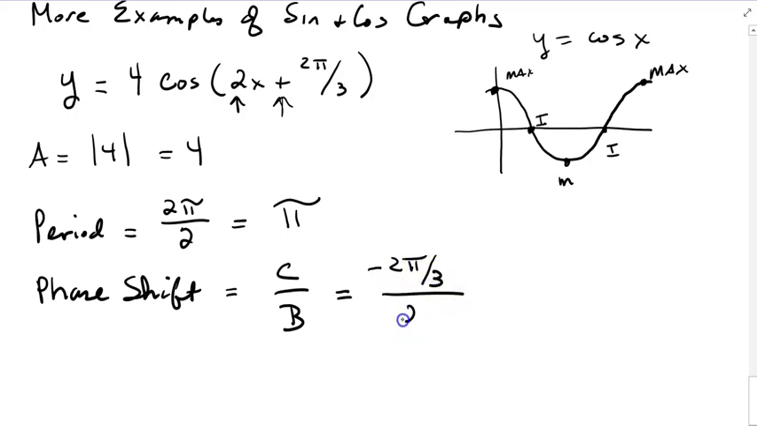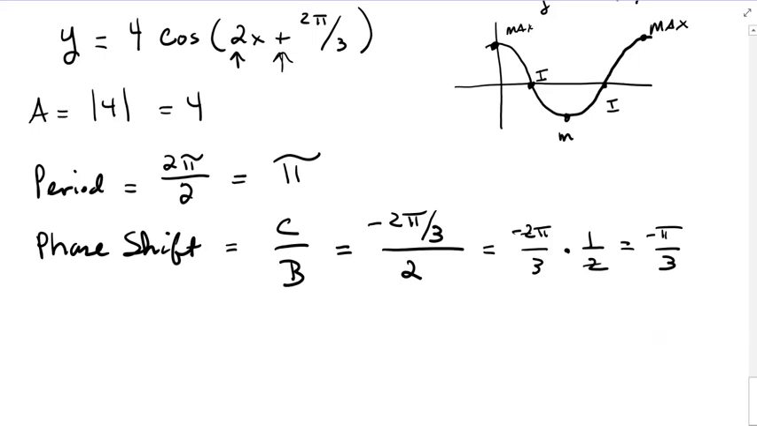Divide by b, which is 2. Let's simplify that a little bit. So negative 2 pi over 3 divided by 2 is the same as multiplying by a half. So think of it this way, because you don't want to get this math wrong when you're taking your test. Divided by 2 is multiplication of 1 over 2. The 2's cancel away. You have negative pi over 3. So we have a phase shift of negative pi over 3. That means we're going to the left, pi over 3.